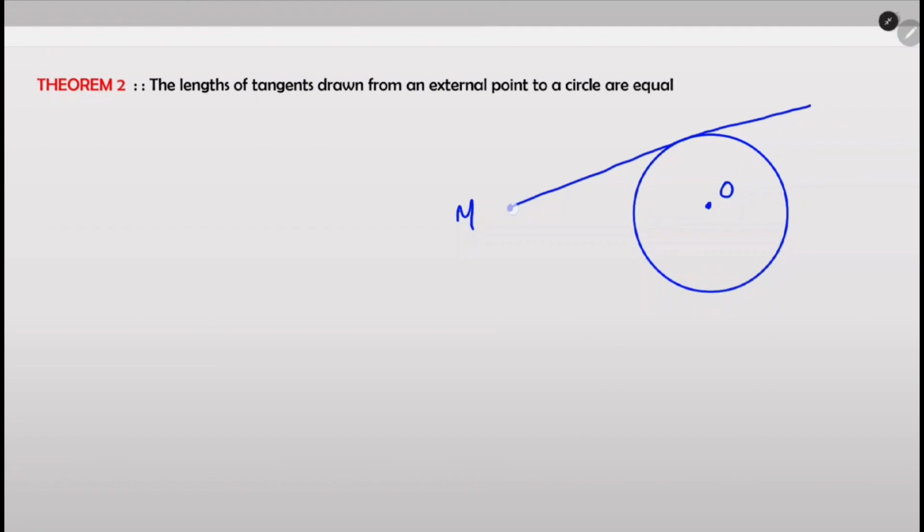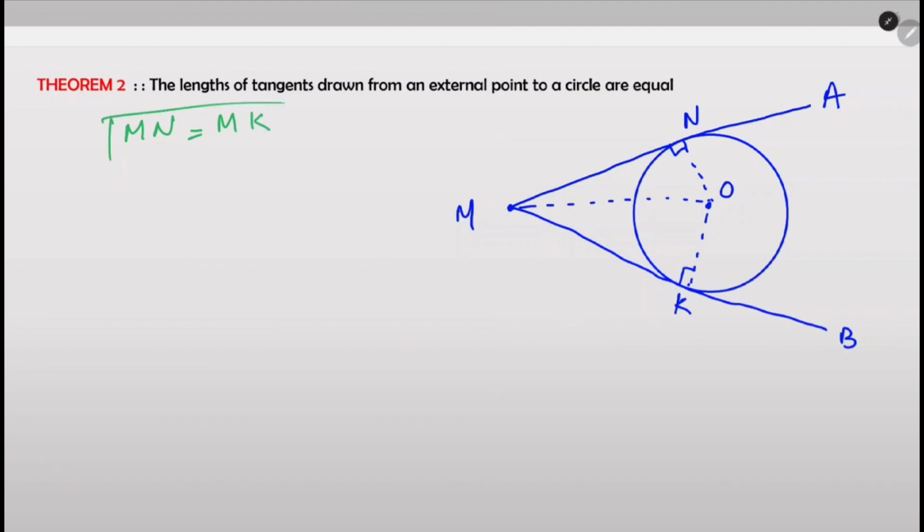like this and one tangent like this. Suppose this is A, this is B, and the points of contact are N and K. Right? And let me join this as well with the center. This will be 90 degrees. This will also be 90 degrees. Right? So how can we say that the lengths of the tangents will be equal? That means this theorem states that MN will be equal to MK as per this theorem.